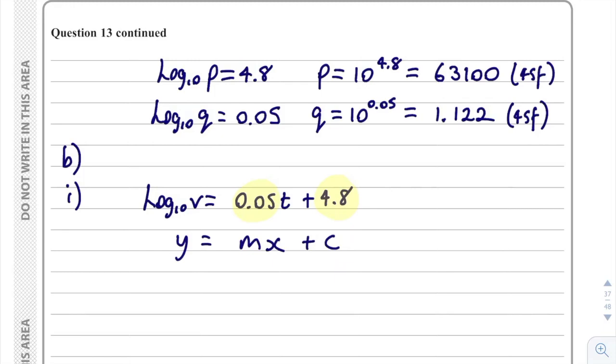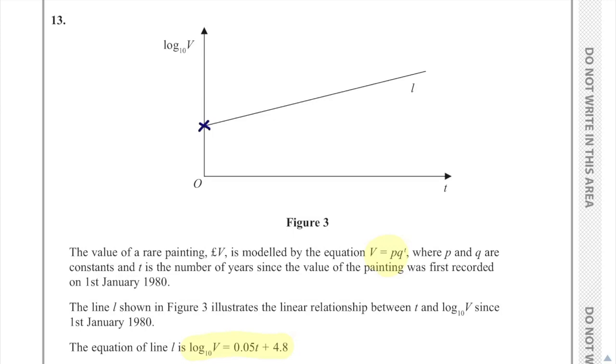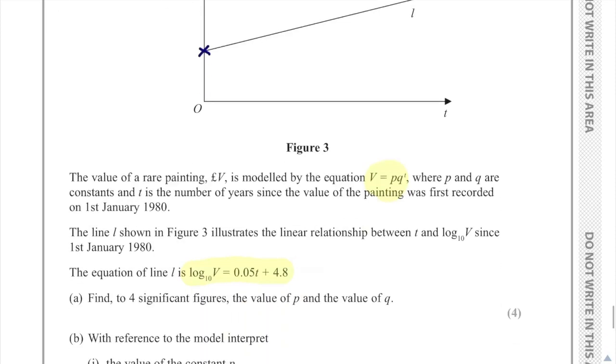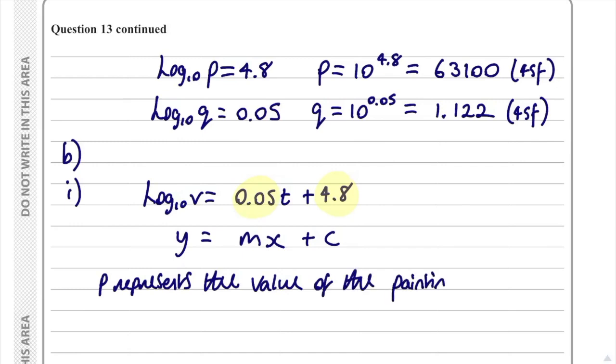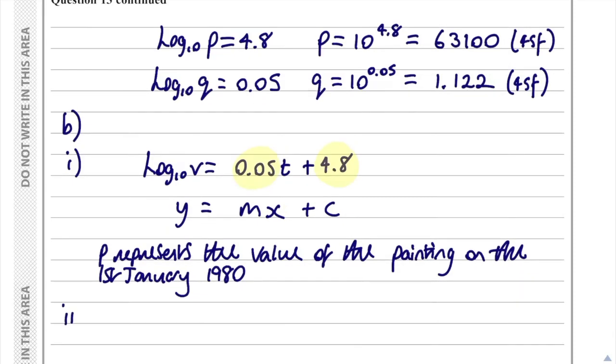So if c is the y-intercept, which if we look on the graph is here, the value of p is going to represent the cost of the painting at the date in which it was first recorded, so the 1st of January 1980. So we can say that p represents the value of the painting on 1st of January 1980.